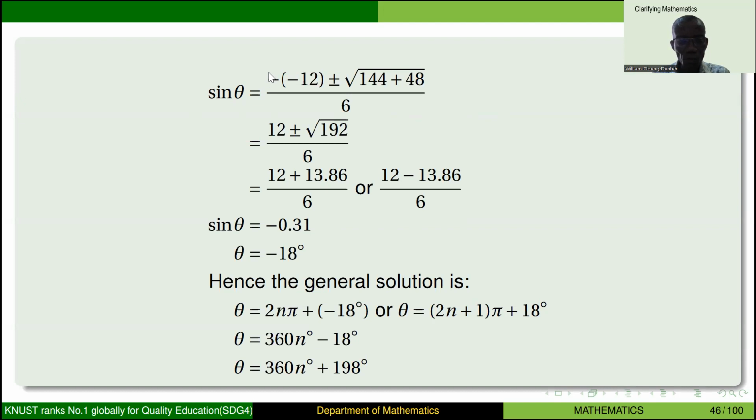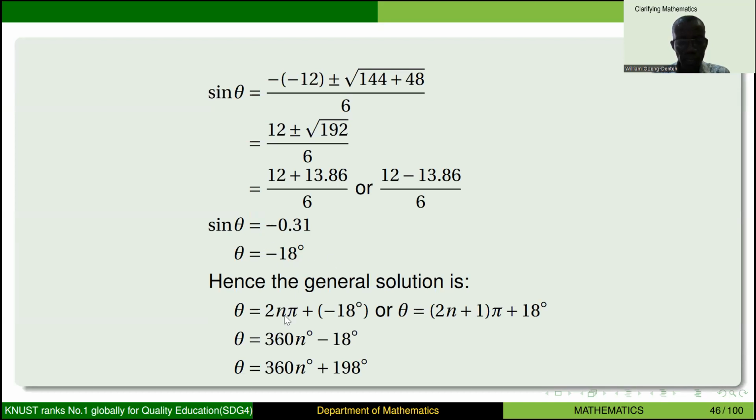So sine theta will be negative 12 plus or minus square root of 144 plus 48, over 6. So 12 plus or minus square root 192 over 6. So we get this, and this is smaller than negative 1, so we'll not be using this one. But when we come here and we compute this, we shall get negative 0.31. So we can find this value. So theta will be negative 18 degrees.